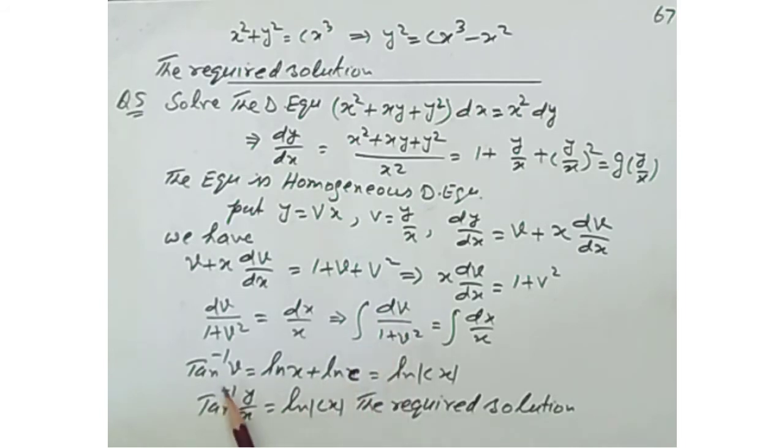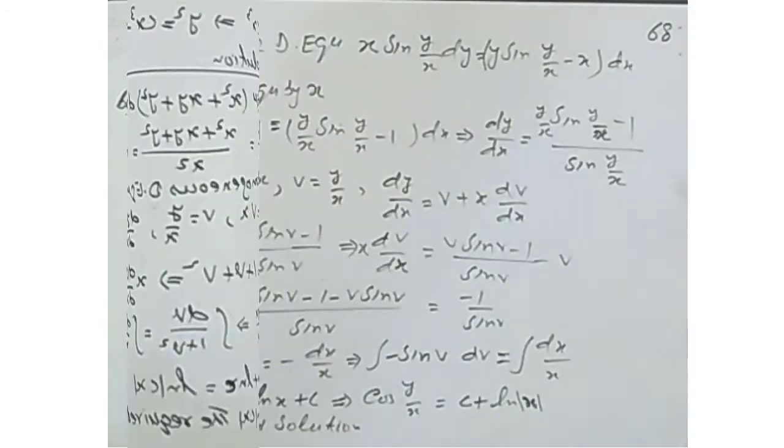The integral of this is tan inverse v, and the integral of this is log of x plus log of some constant. This is log of c into x. So tan inverse, in place of v, we put y over x. Tan inverse y by x equal to log of cx, the required solution.